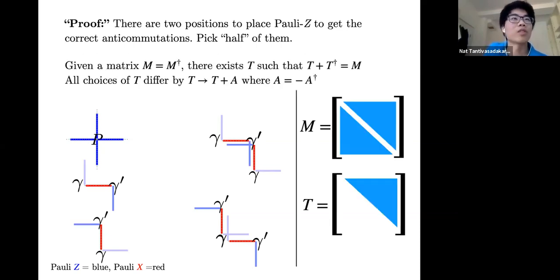And that's sort of related to the fact that, given a Hermitian matrix, I can always construct an upper diagonal matrix such that this thing plus its dagger is the original matrix. So that's just a hand-wavy way that I want to explain it at the moment.